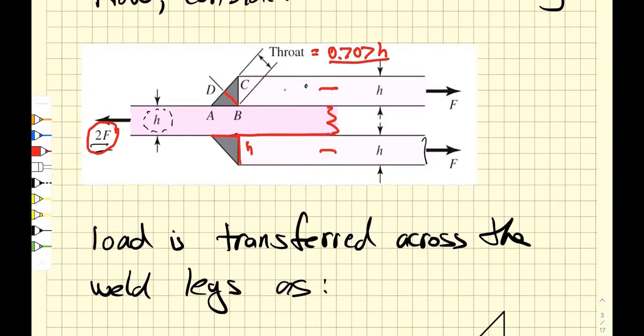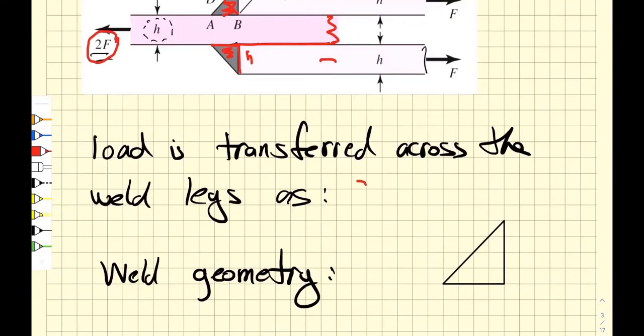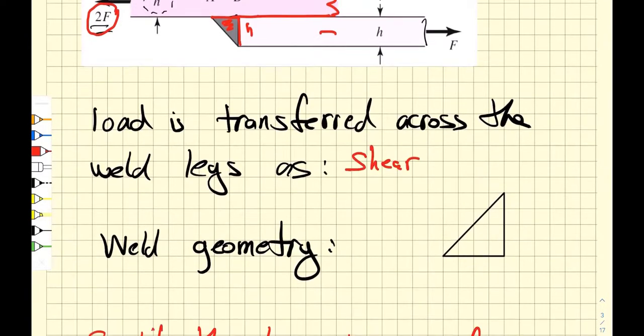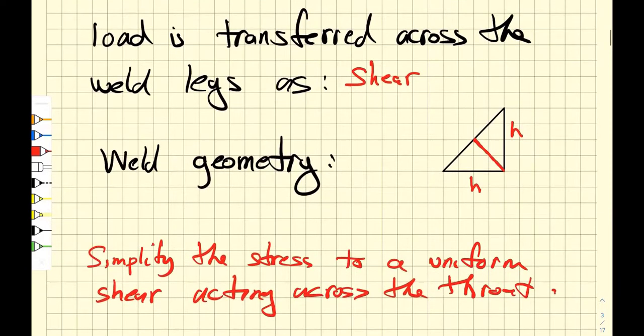So load is transferred across these weld legs as shear, and we idealize the weld geometry using these simple right isosceles triangles, and the throat area is going to be this side times the weld length. So the throat area is going to be equal to 0.707 HL. And why do we get 0.707?